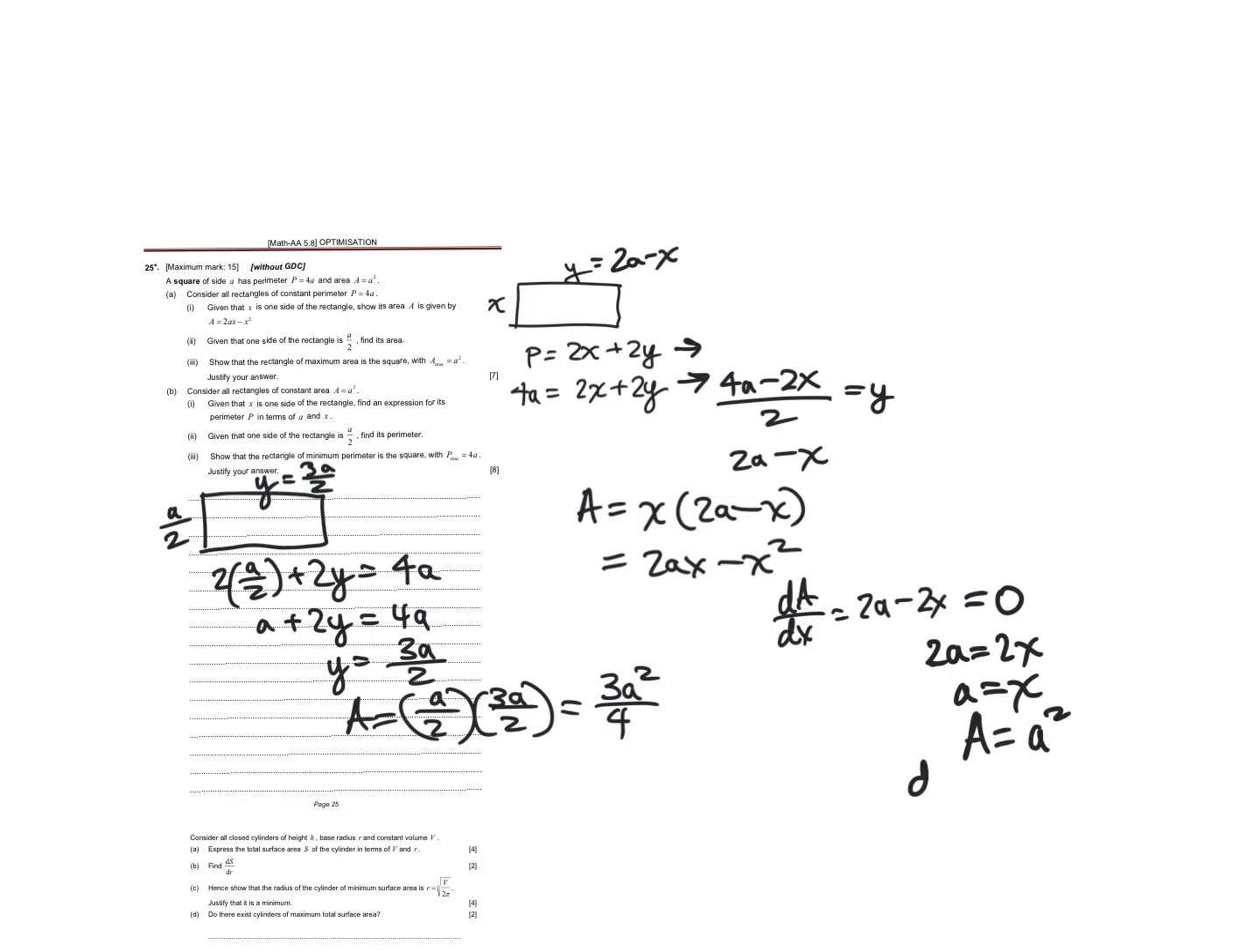And then we'd need the second derivative with respect to x. So it's just negative 2, which is less than 0, which means at x equals a, it's a max. If it's this one, okay, we can't use that one because there's no x. Okay. All right, B.